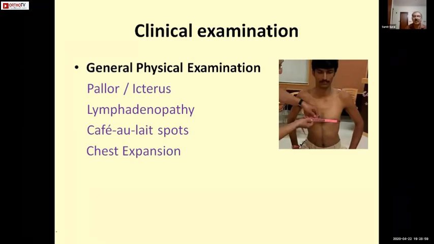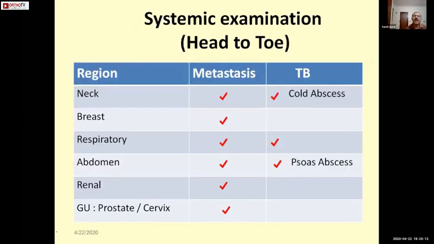Café spots, I'll talk about it later. And chest expansion, whether you talk right in the beginning, the general physical, or as a part of the measurements, it should be done in the fourth intercostal space to rule out ankylosing spondylitis. Now, a head-to-toe examination, I've made this slide for the postgraduates so that nothing is missed, especially in case of metastasis.